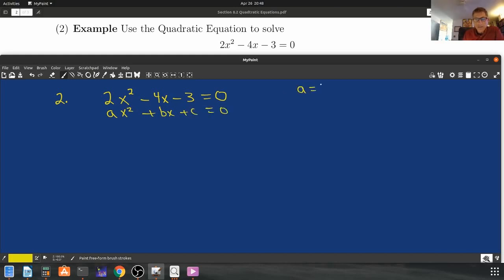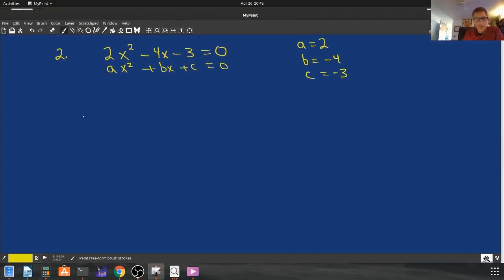So my A is equal to the coefficient on my leading term. B is equal to the coefficient on my degree 1 term. And C is equal to my constant term. So I'm ready to solve it using the quadratic equation. X is equal to minus B plus or minus the square root of B squared minus 4 times A times C. All of that is over 2A.